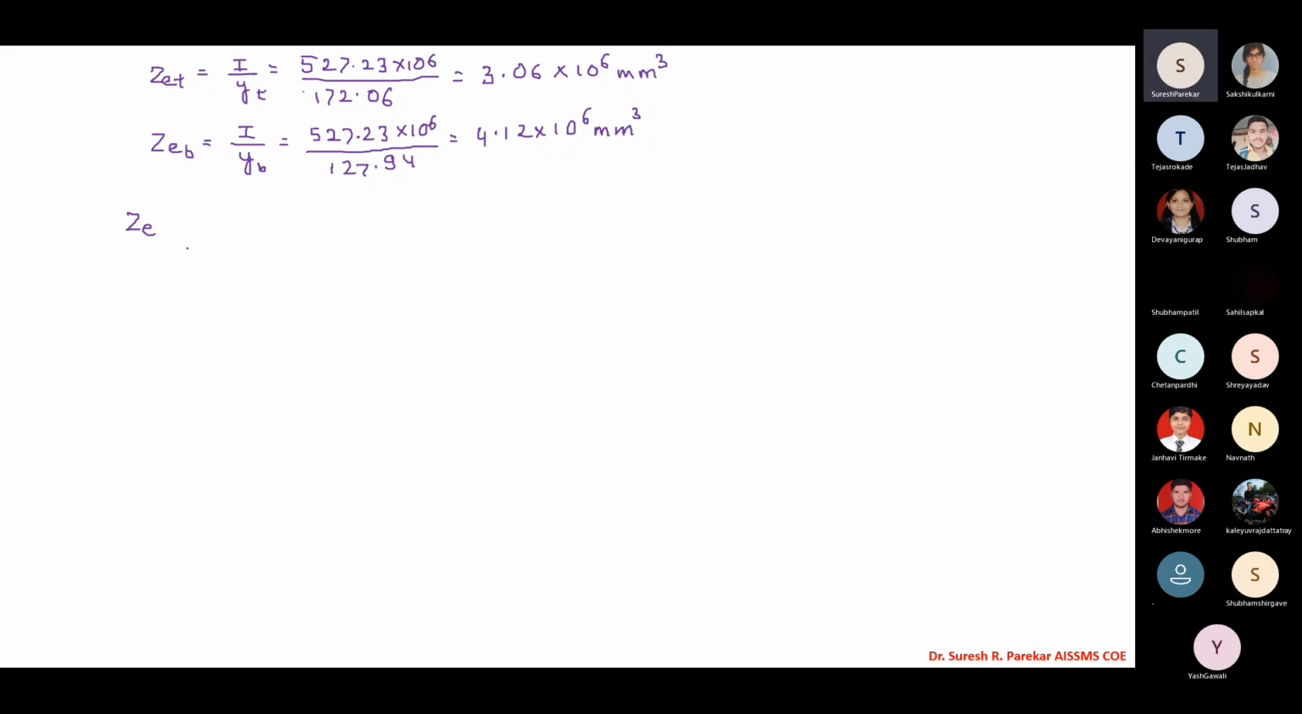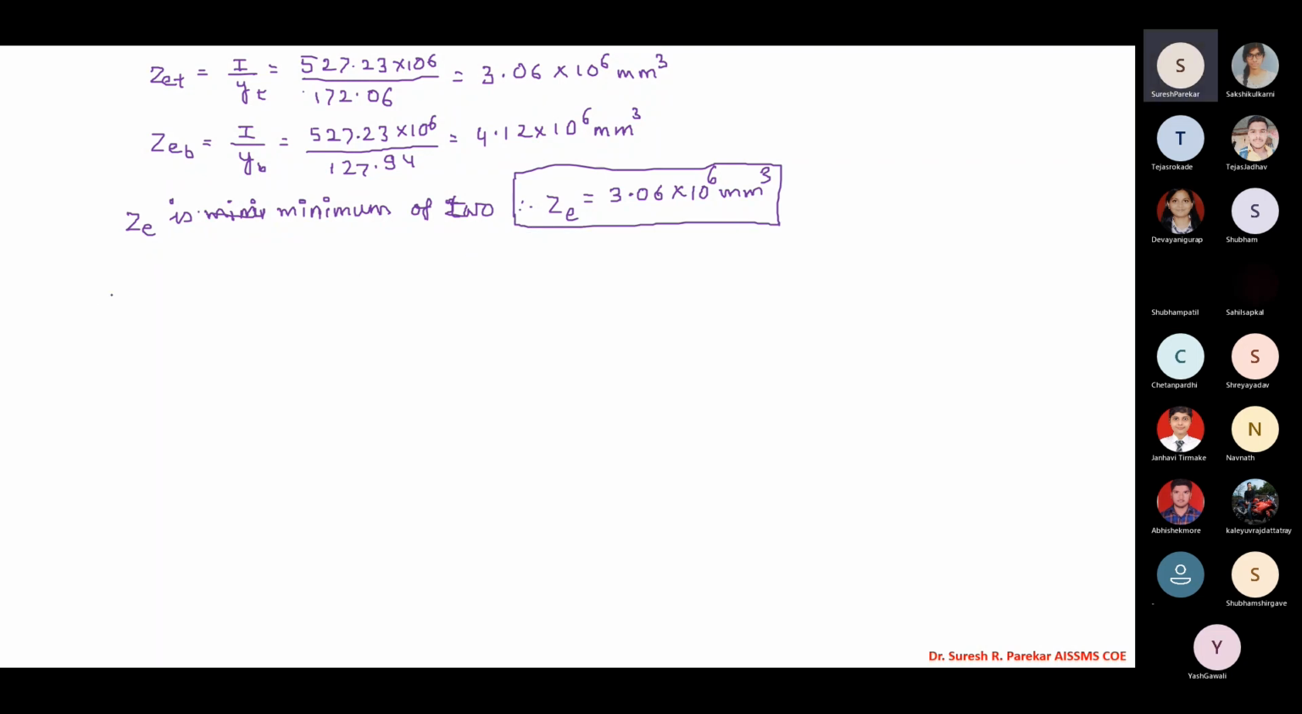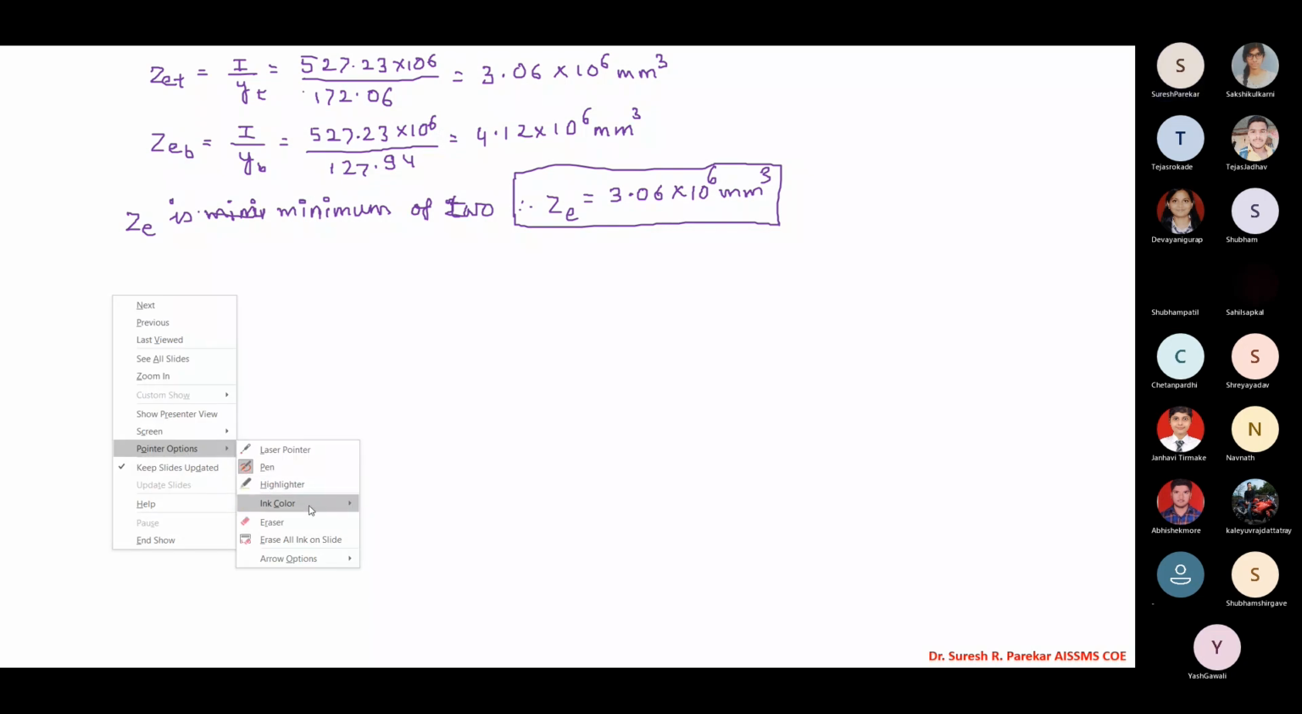What will be the value of ZE then? 3.06 into 10 raised to 6, minimum of two. And therefore ZE equal to 3.06 into 10 raised to 6 millimeter cube. Now we have to go to ZP.